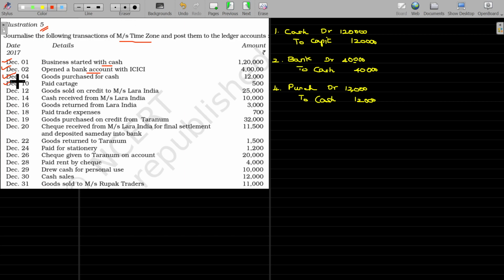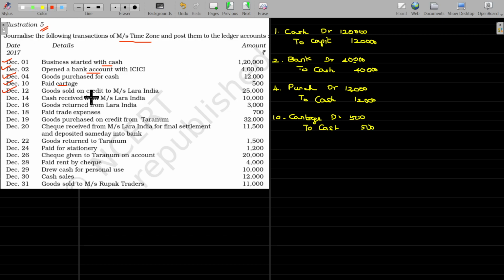On 10th December, paid cartage. So the entry for this being cartage account debit to cash. The value being 500.